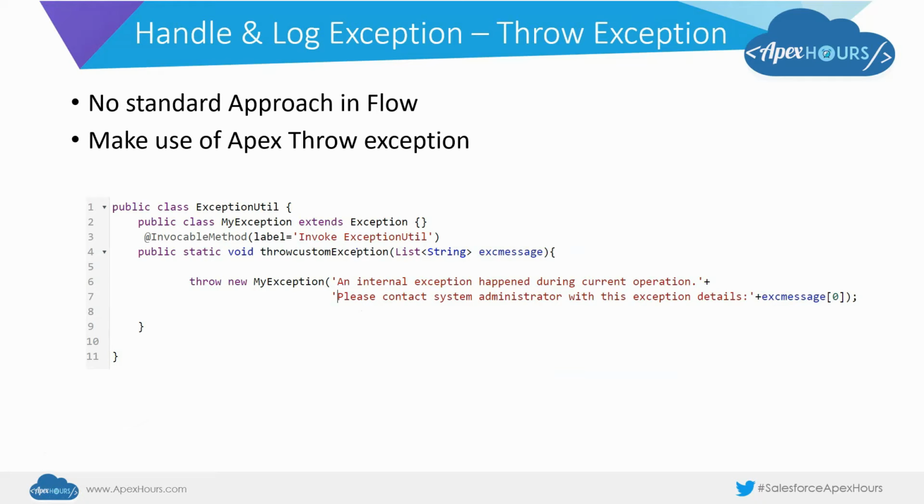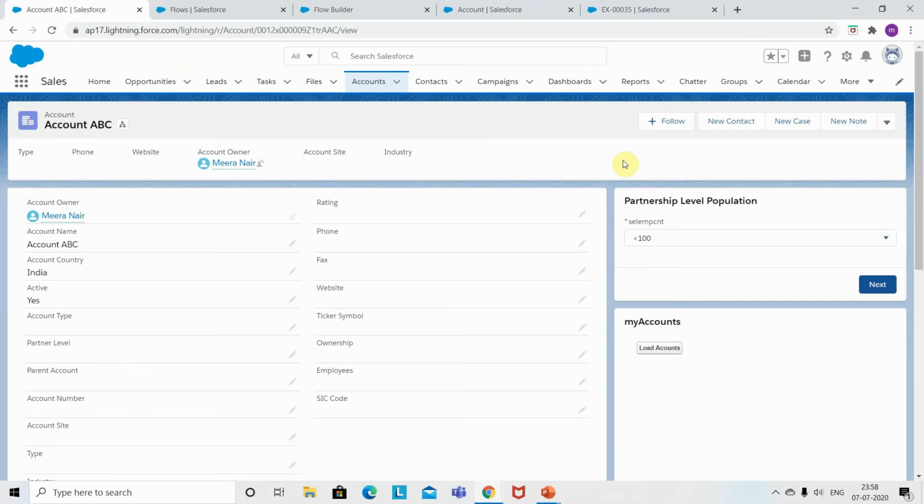So what I have done, I have used the standard throw exception approach available in Apex. For that, I have introduced an Apex class called ExceptionUtil. This has an invocable method called invokeExceptionUtil. It's accepting the flow error message as a parameter and it is just throwing the exception. That's the only thing happening within this particular ExceptionUtil class. Now, within the flow, we need to call this Apex method for throwing the exception. Let us do that.